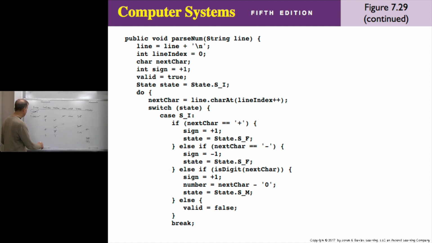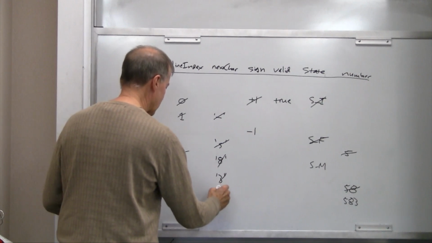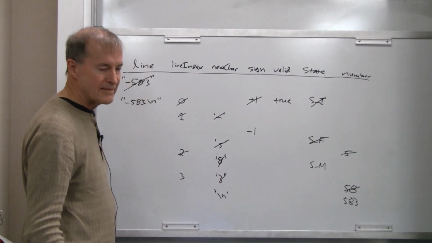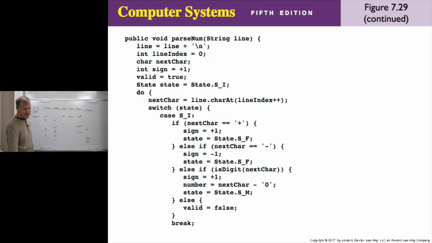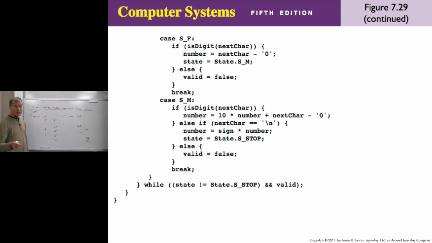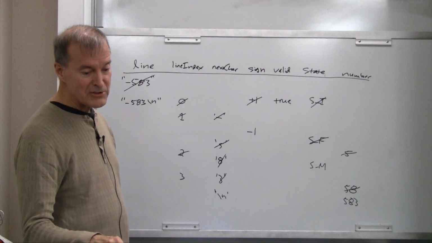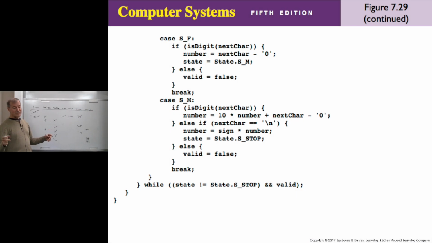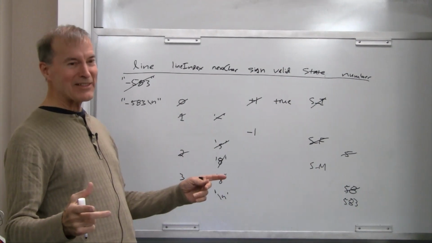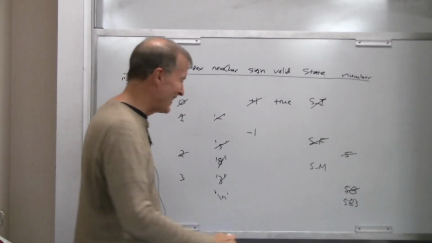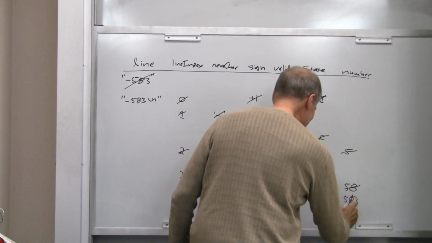And now what happens? Next char gets what? The new line, dash n. Right? And now what happens? Are we still in state SM? If is digit? No, it's the new line that we installed there, that we're using now. Else if next char equals what? The new line. So what does number get? Sign times number. But what is sign? -1. What's -1 times 583? -583. Is this cool? -583.